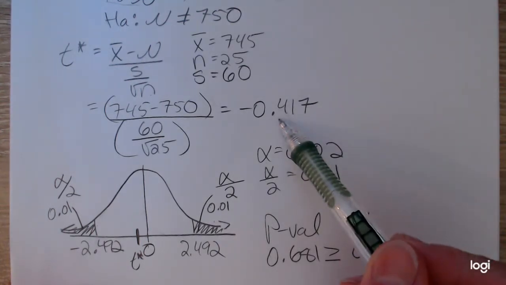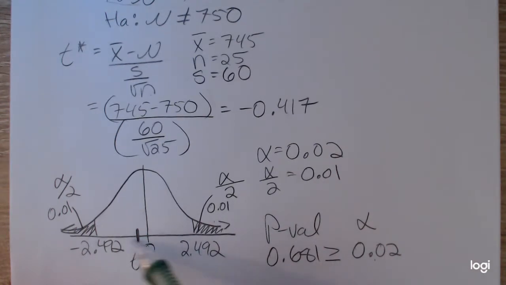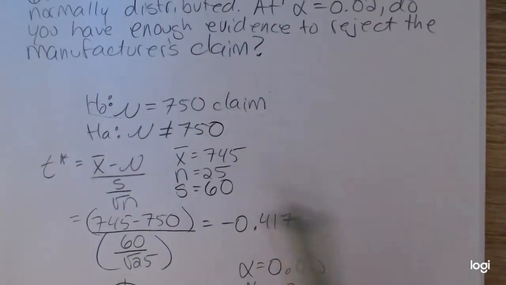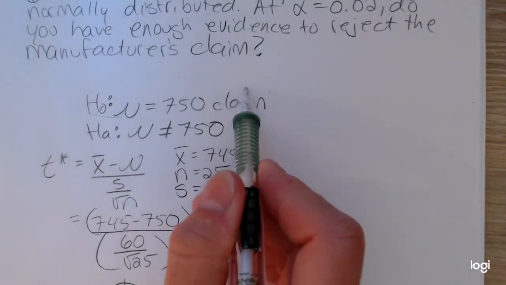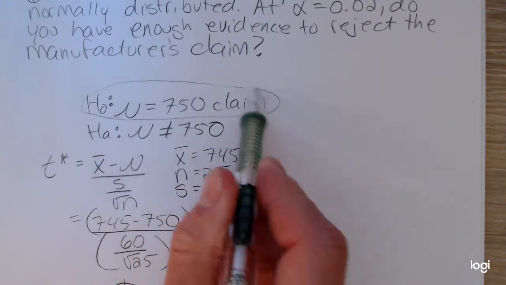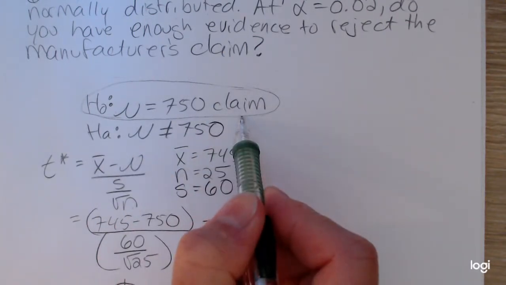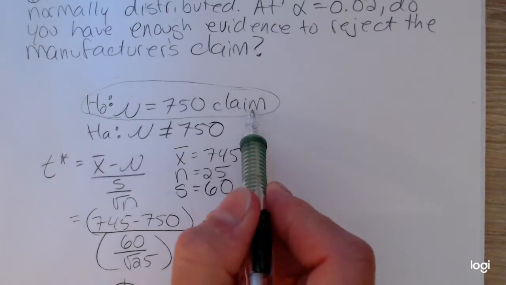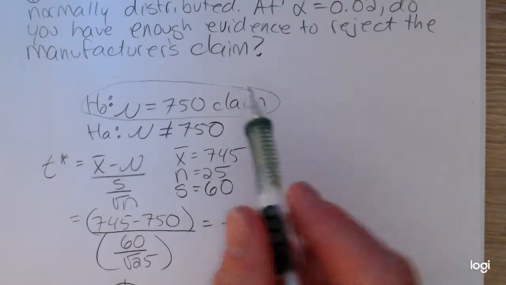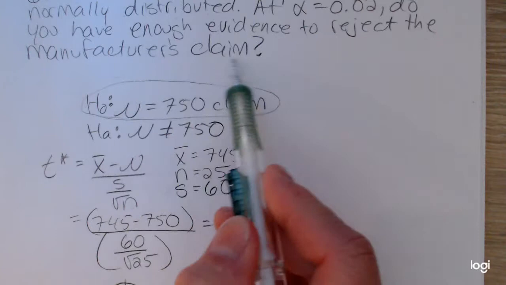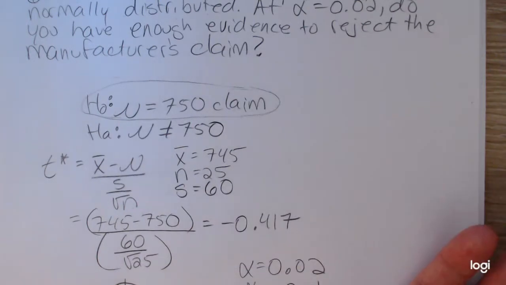The test statistic is placed well in the fail to reject region, so I know my decision is to fail to reject the null. So I could circle the null and see that I also circled the claim because I'm failing to reject the null, and the null is the claim. To answer the question, do you have enough evidence to reject the manufacturer's claim? The correct way to answer that is that there is insufficient evidence to reject the manufacturer's claim that the mean life of the light bulb is 750 hours.